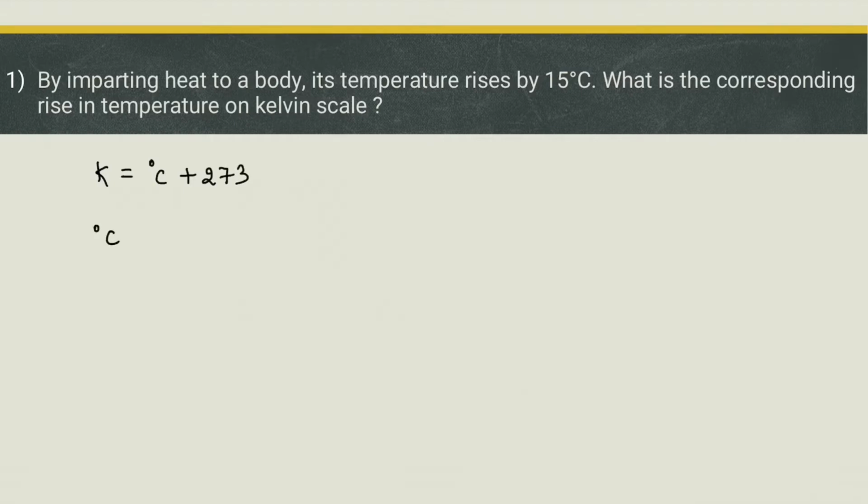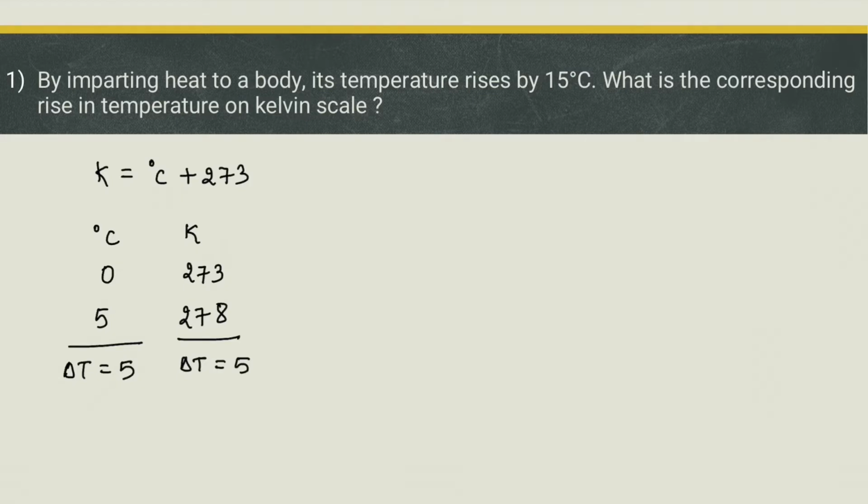Suppose the temperature of a body in degree Celsius is 0. So corresponding temperature on the Kelvin scale is 273. But now if the temperature of a body increases to 5 degrees Celsius, the corresponding temperature on the Kelvin scale becomes 278. Now if you notice, the change in temperature on the degree Celsius scale is 5, and if you find the difference in temperature on the Kelvin scale, that also comes out to be 5 only.